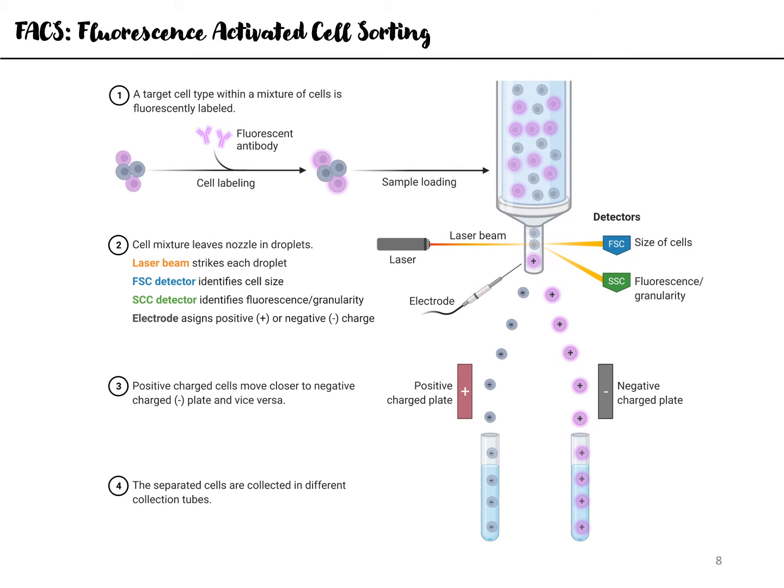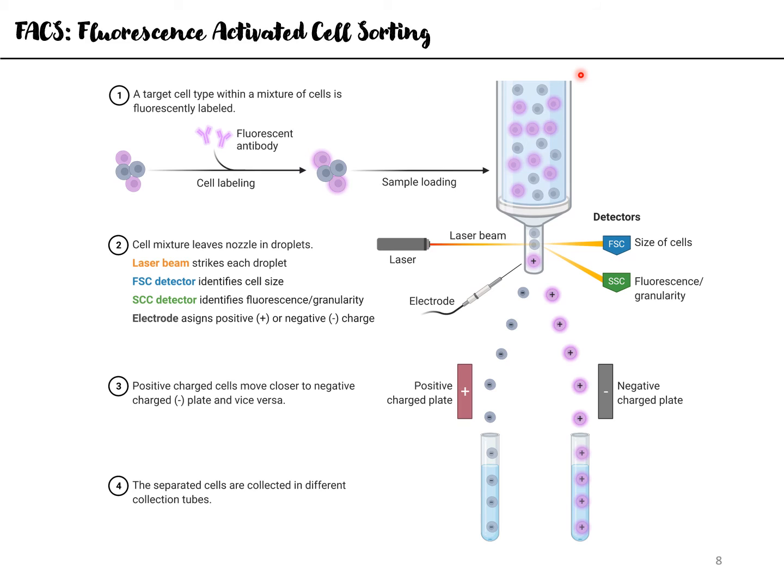So again, let us sum it up very briefly. You have your cell culture over here. So you incubate it with specific fluorescent antibodies. So now you have some of the cells, the violet ones, which are expressing the specific marker. So the antibodies have bound to it, and now these are fluorescent in nature. So a target cell type within a mixture of cells is first fluorescently labeled.